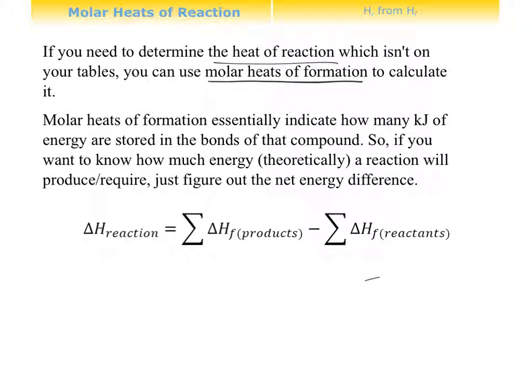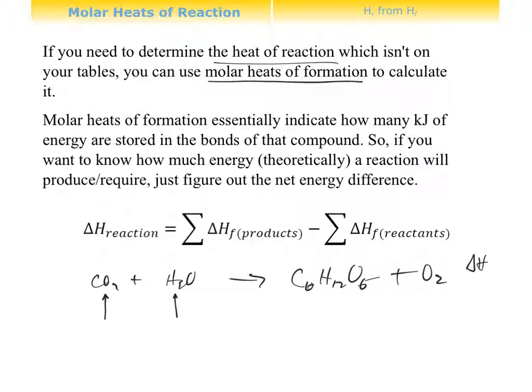Basically, if you have a chemical reaction like the one we had on the last page, CO2 plus water yielding glucose, that's a C6, plus oxygen, and I wanted to know the heat of reaction, I can figure out the heat of formation for each of these, for glucose and for oxygen, and then subtract them. I just subtract them to figure out the heat of reaction for that particular one. Here's the formula.